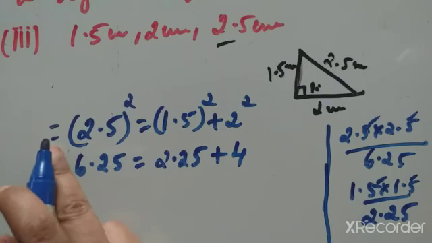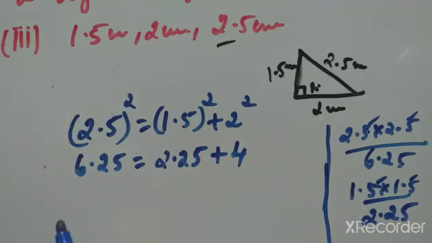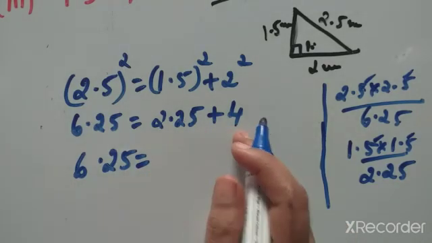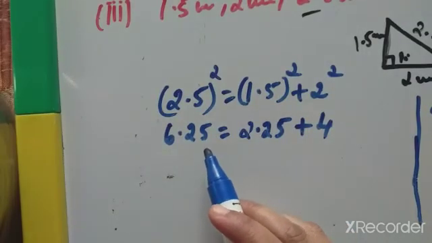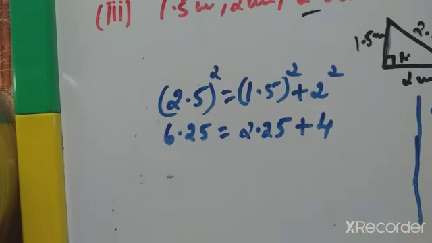Now here 6.25 equals, now we have to add and check: 2.25 plus 4 on the left. The left side is equal to the right side, so the answer is correct, which means it satisfies the Pythagoras property. Then the given measurements are the lengths of a right angle triangle.